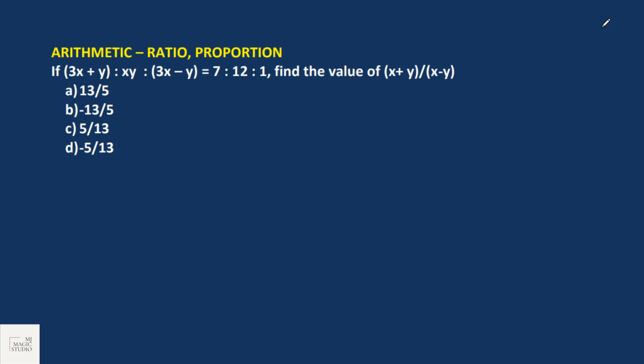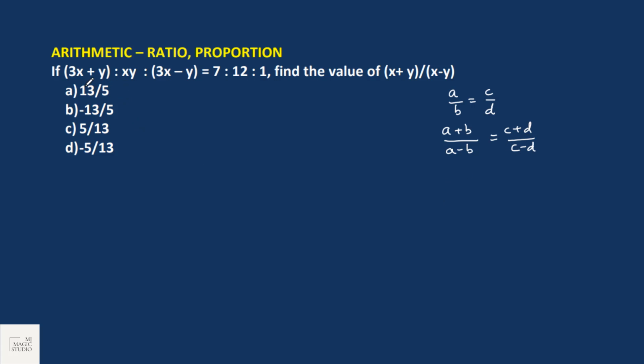Next one, ratios, proportions. Let's do this. Okay, here things are in proportion, and we know that if A by B is equal to C by D, then by using componendo dividendo, we can say A plus B upon A minus B is equal to C plus D upon C minus D.